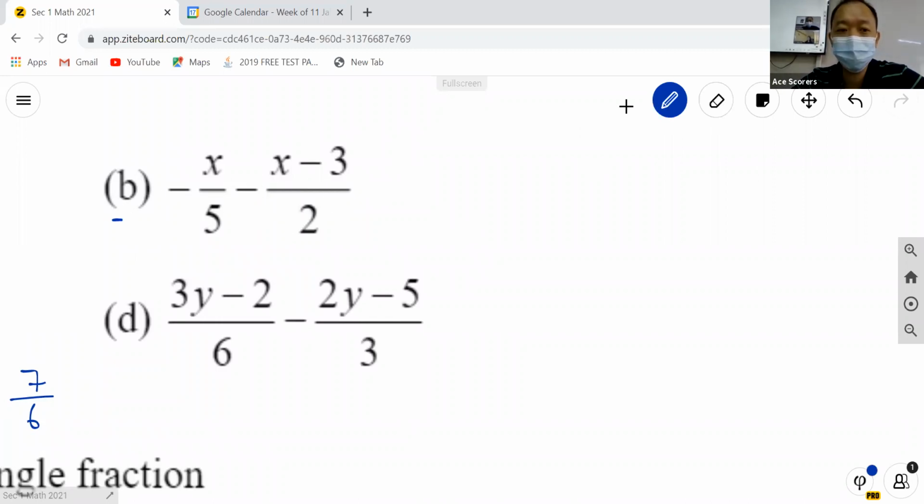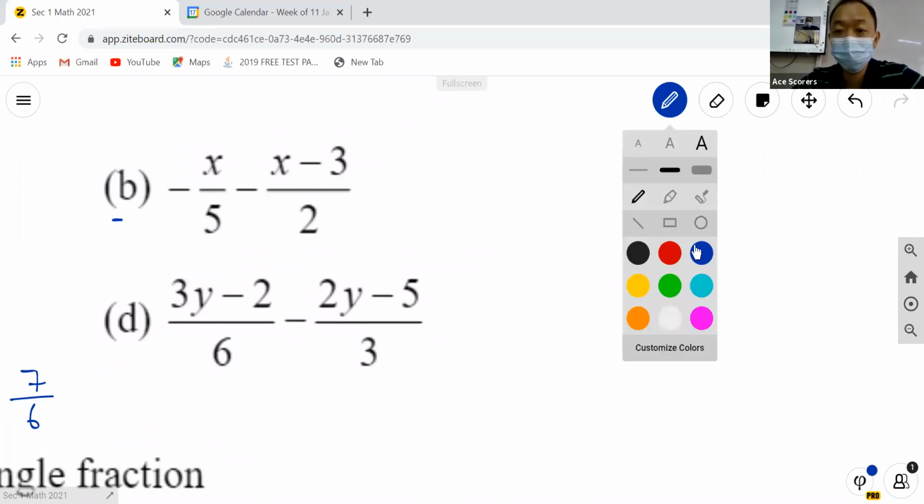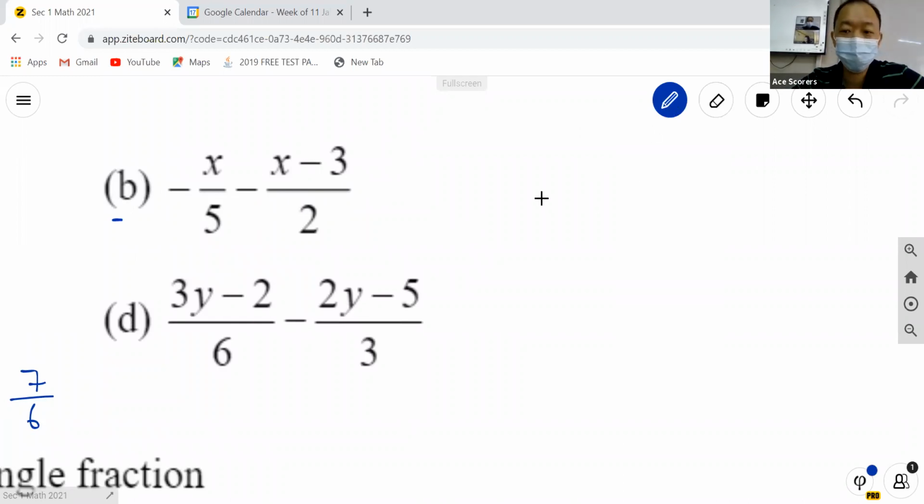What do you do for B? Blossom: For B, I find the common multiple of 5 and 2. Yeah, very good. Which is 10, right? Okay, then what do we do next? Then after that, we write down the top part, the numerator.